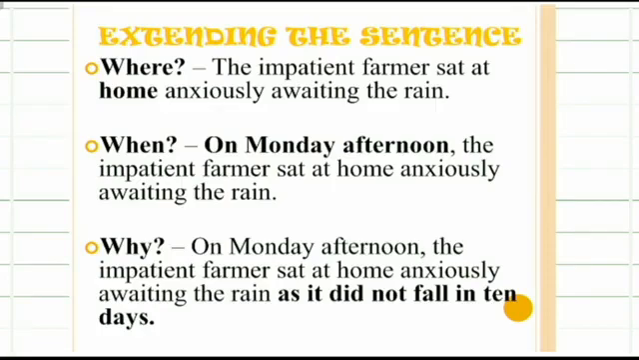On Monday afternoon, the impatient farmer sat at home anxiously awaiting the rain. And we want to know why now. Why was he awaiting this rain? So on Monday afternoon, the impatient farmer sat at home anxiously awaiting the rain, as it did not fall in 10 days. So now we have a very crystallized, clear perception of why this farmer was sitting at home, all anxious, all impatient, awaiting this rain, okay?